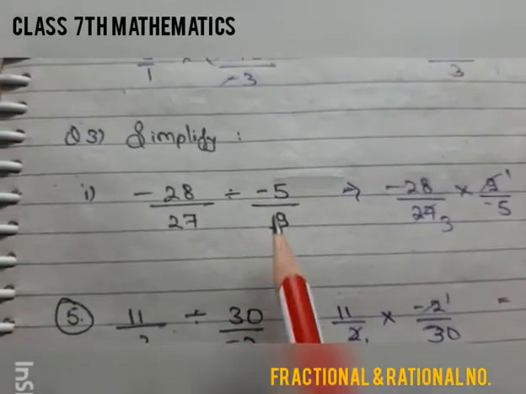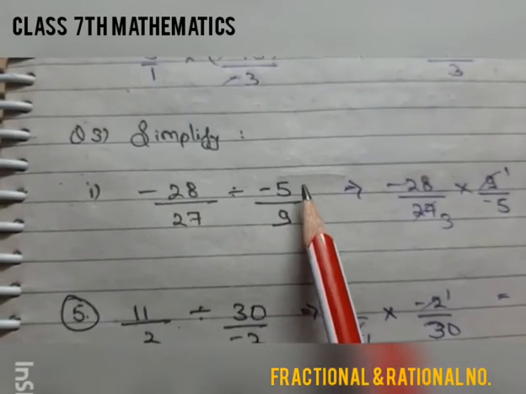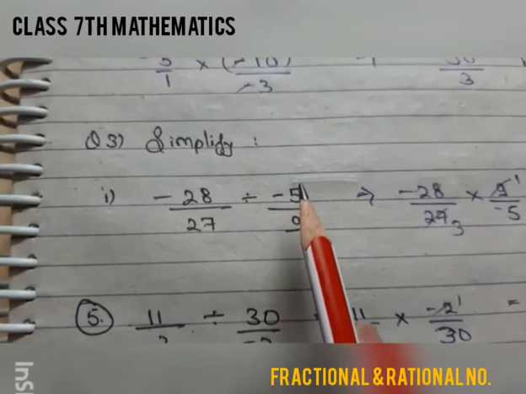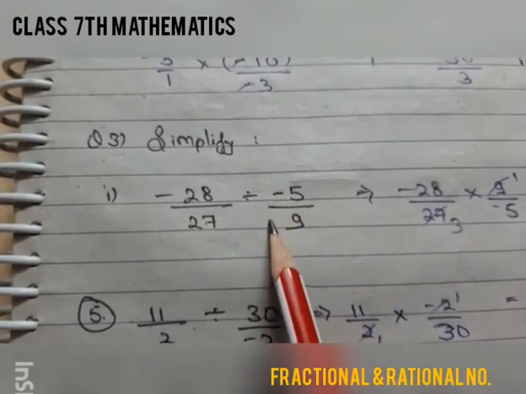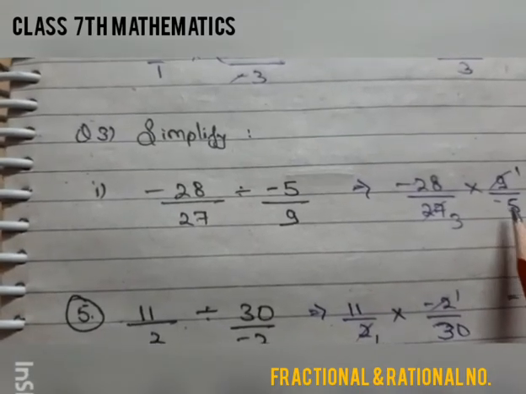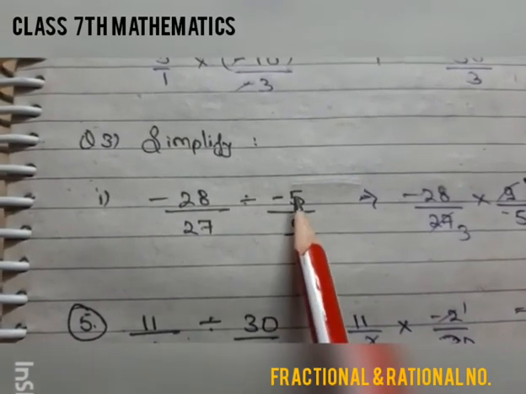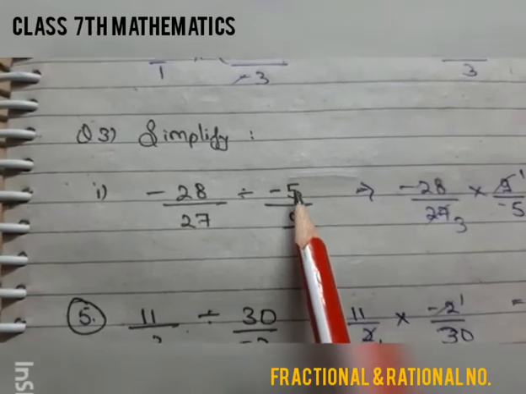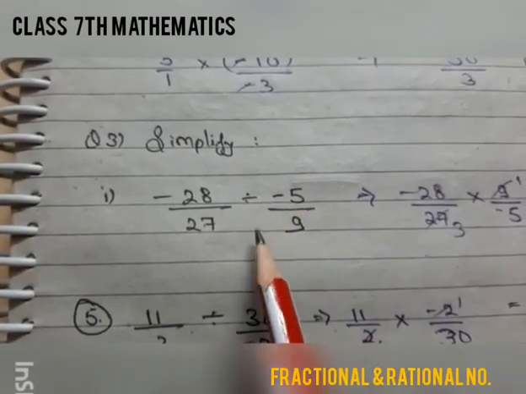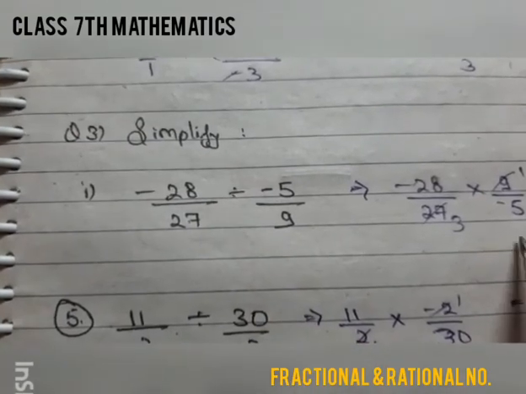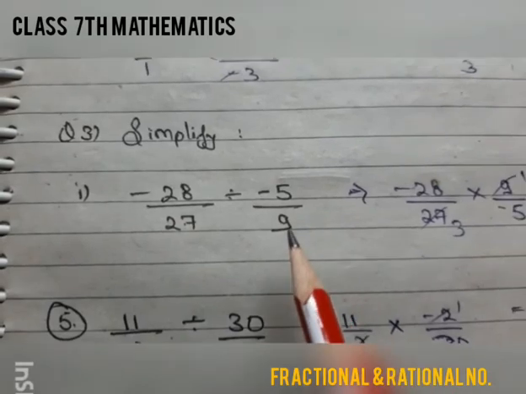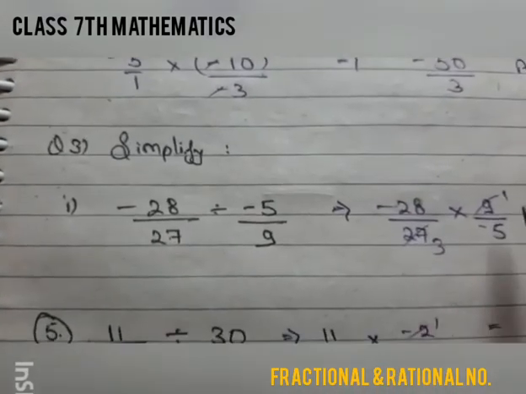Class, remember one thing. When you are doing the reciprocal, the value which is negative, even if it is in the numerator, when it goes to the denominator, you need to write the negative value in the denominator. If it is written minus 5 upon 9, right now minus 5 is in the numerator, but when you do the reciprocal, minus 5 will go to the denominator, so you need to write minus 5 there. Don't write 9 as minus 9. Okay, minus 28 upon 27 into 9 upon minus 5.